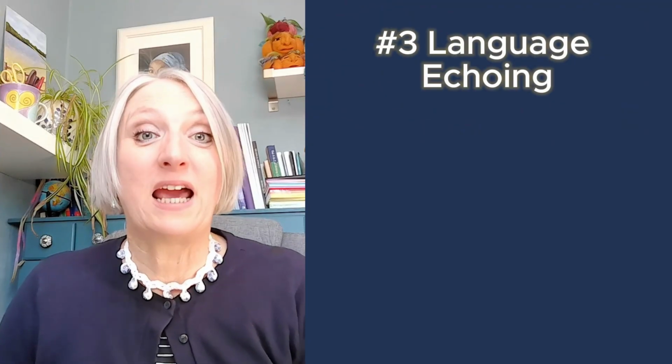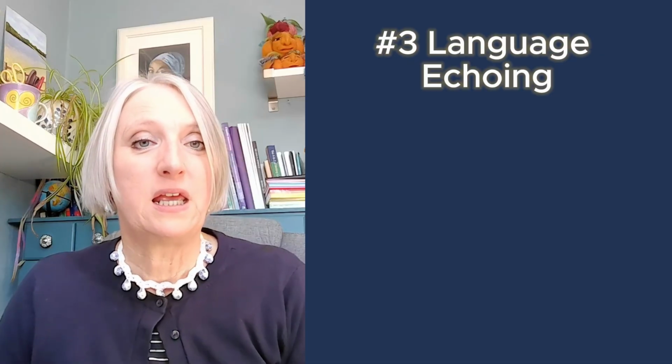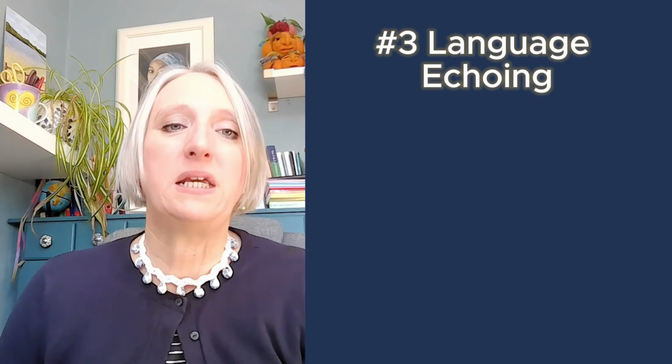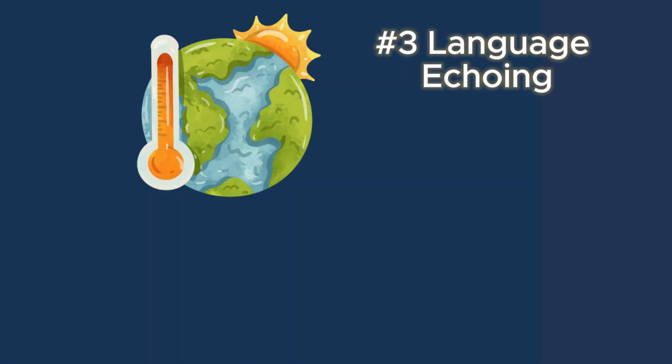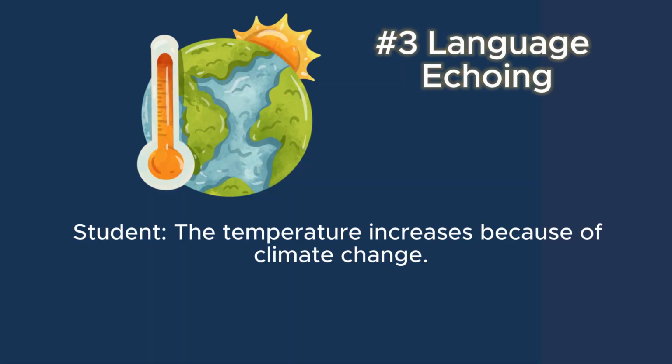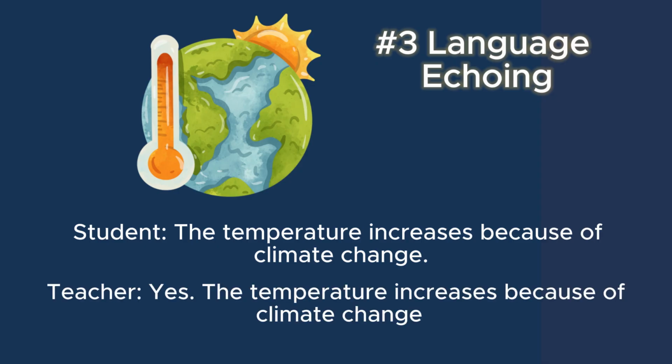Number 3 is language echoing. Now, this is slightly different from recasting. Here, the learner's language is already good and we repeat it. For example, the temperature increases because of climate change. Yes, the temperature increases because of climate change.